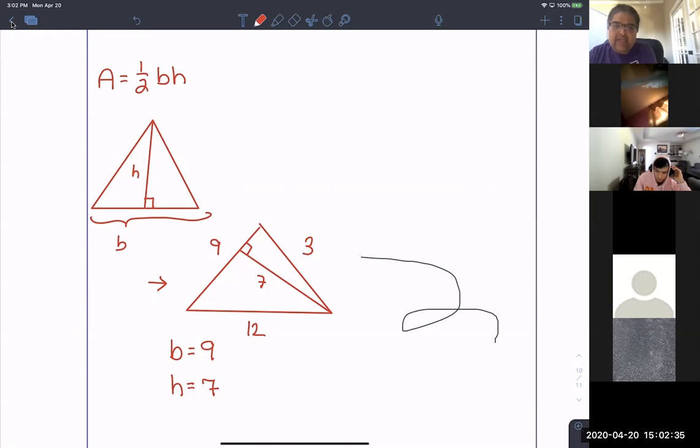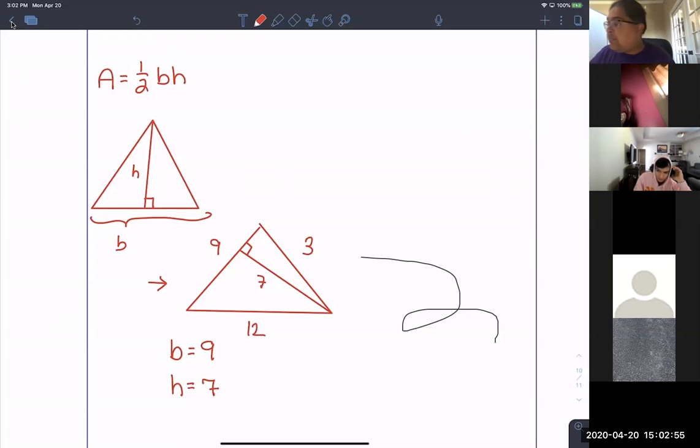Ms. Gaines, do you see that? Sir? Do you see that? You see why we picked those numbers? Yes, sir. Okay. So again, height has to be a line that's perpendicular. The base is the line that the height is perpendicular to.